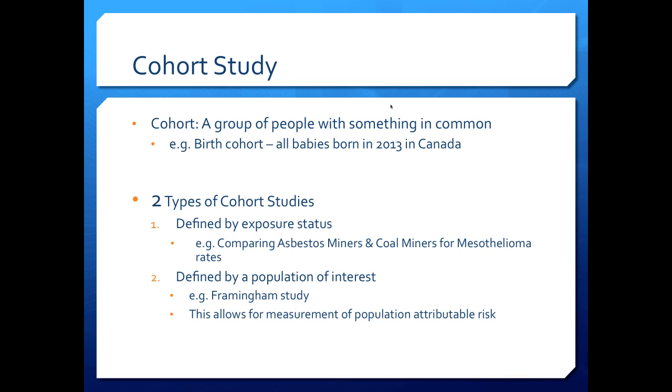Population-based cohort studies, on the other hand, choose participants based on a population of interest, and then split that population based on exposure status. One of the largest such studies is the Framingham Risk Study. A population-based cohort study can also give you the population attributable risk of an exposure.